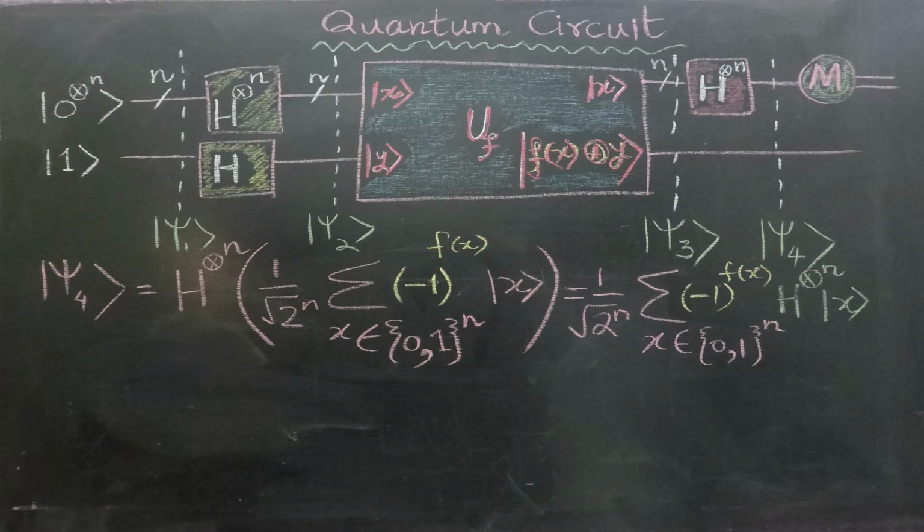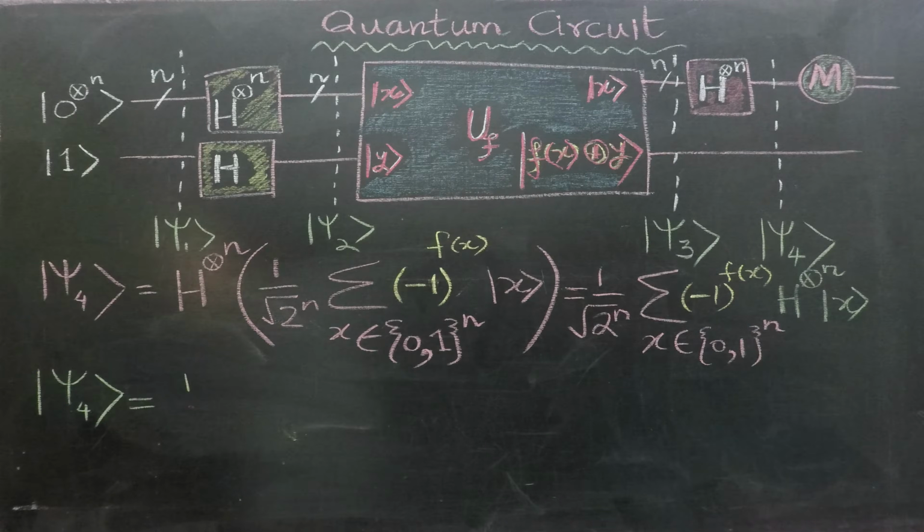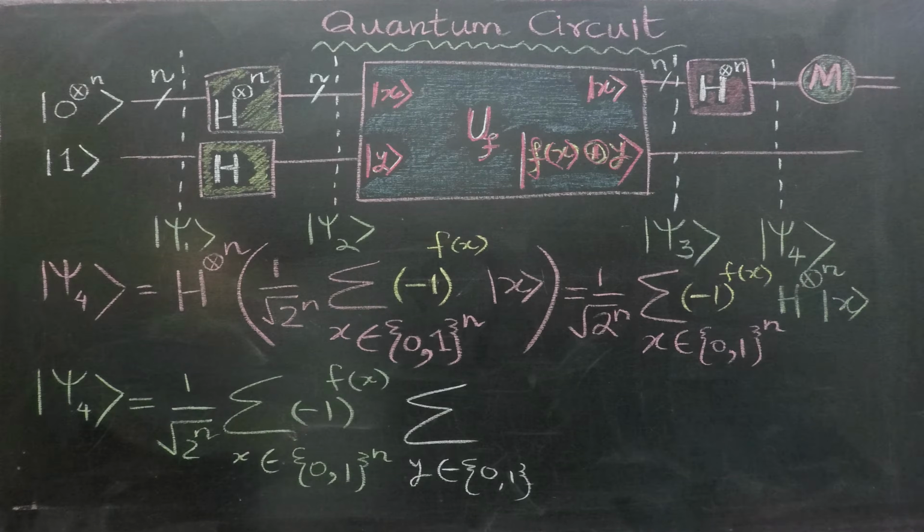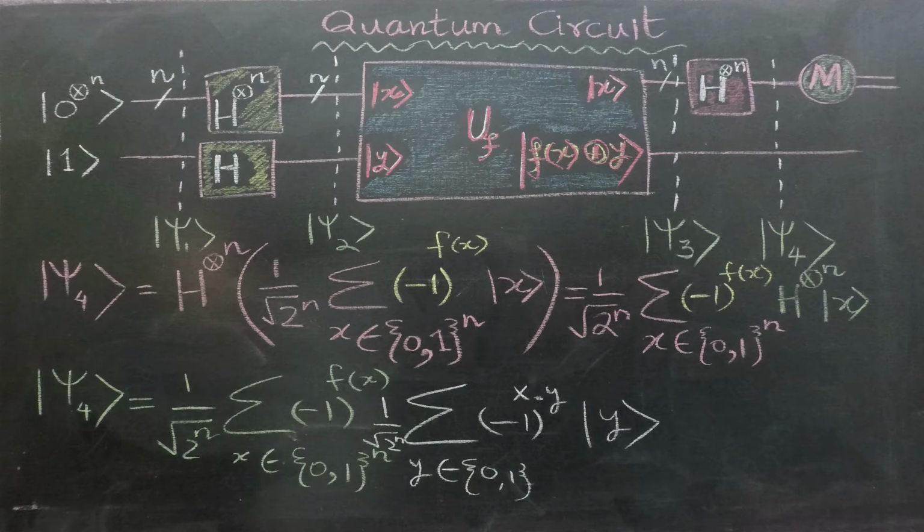The application of the Hadamard gate on ket x transforms it into an equal superposition of all n qubit values of a variable y. The sign of these values depends on both x and y. Therefore, we can express it as minus 1 raised to the power x and y. If you still have any confusion in understanding the operation of the Hadamard gate, I strongly recommend watching my series of videos where I explain this gate clearly.